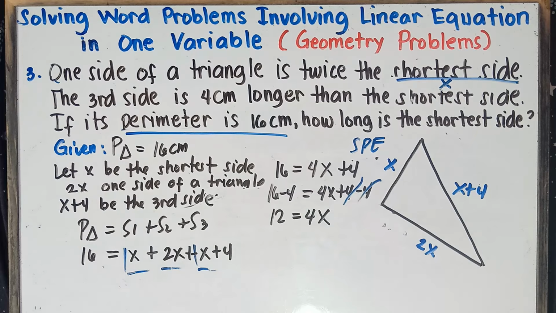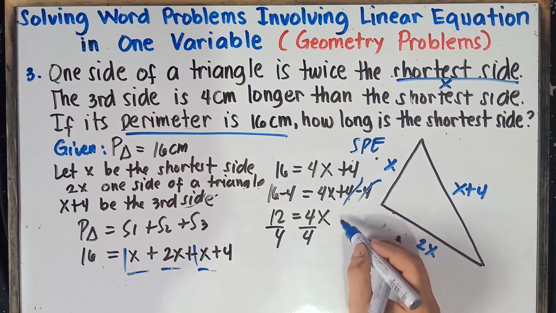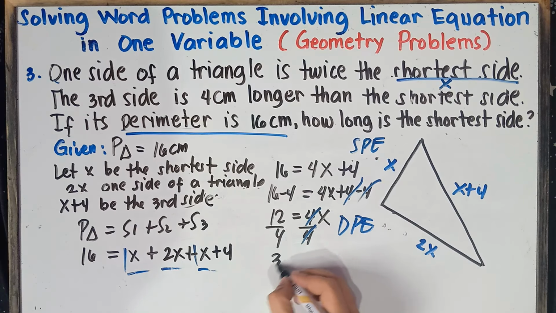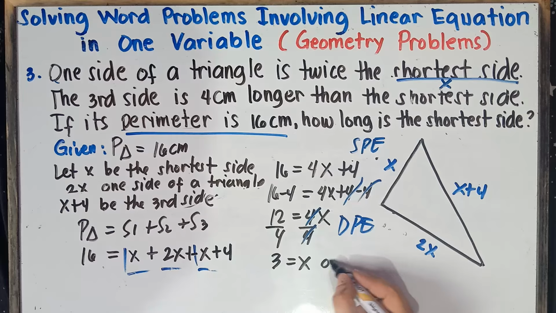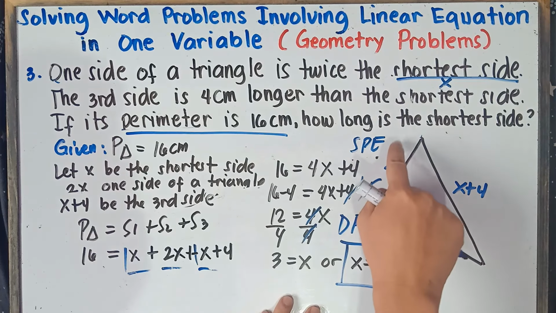And then to get the value of x, simply divide both sides by 4. We apply the division property of equality. So cancel this out. 12 divided by 4, that would be 3 equals x. Or we can write this as x equals 3. This is just the same, class. So therefore, our shortest side would be equal to 3. Once again, class, this is 3.